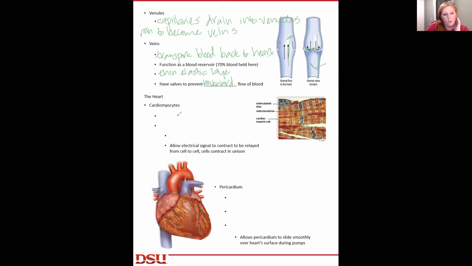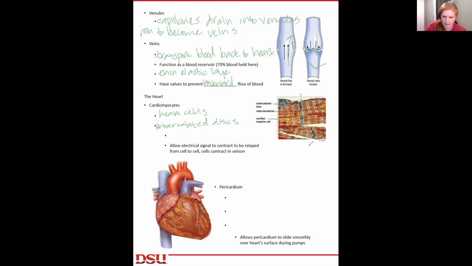All right, so let's go to the heart. The heart consists of cells that are called cardiomyocytes. That's what they're called. Cardiomyocytes are heart cells, and they have some interesting structures called intercalated discs. That's an I right there, if you can't tell. But these are intercalated discs.